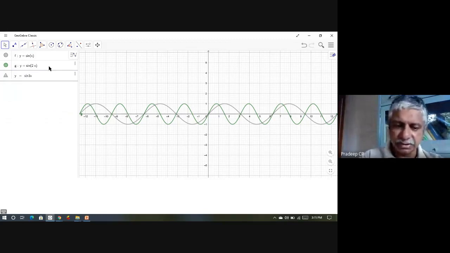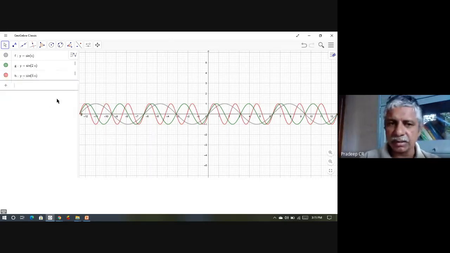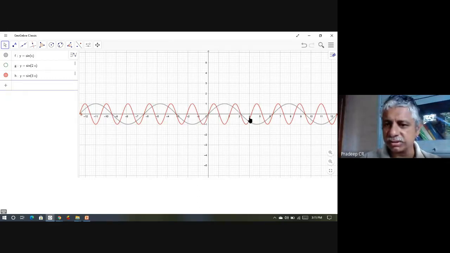I will just show the curves. Sine 3x, how will it look? So sine 3x will look like this. Sorry, I should have typed it better. But anyway, sine 3x will look like this. You see, sine x, once it goes like this and comes here, sine 3x will have gone three times. These kind of things one has to observe.